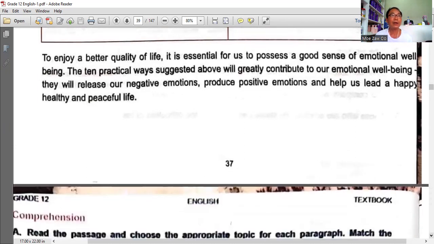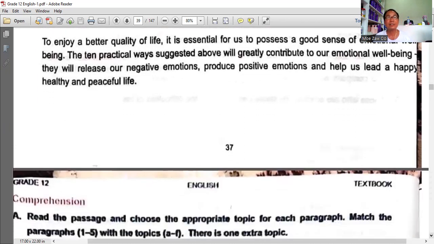To enjoy a better quality of life, it's essential for us to possess a good sense of emotional well-being. The 10 practical ways suggested above will greatly contribute to our emotional well-being. They will release our negative emotions, produce positive emotions, and help us lead a happy, healthy, and peaceful life.